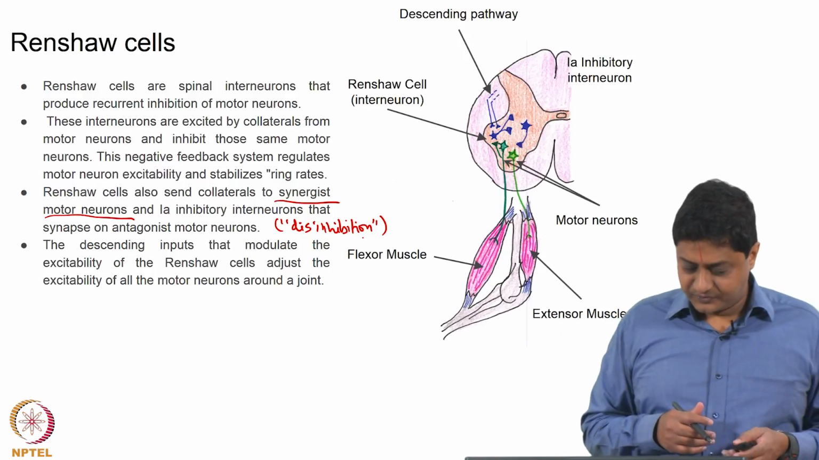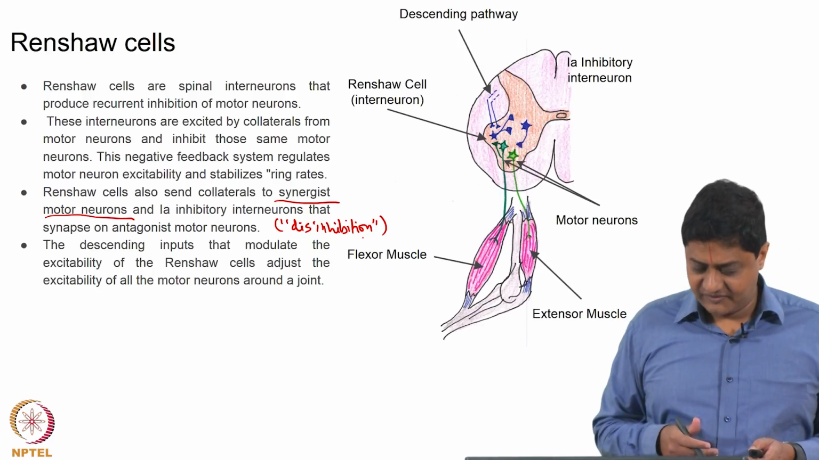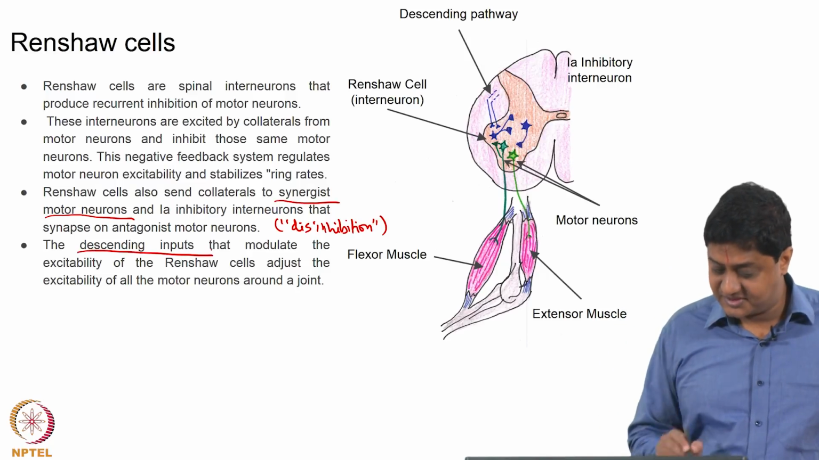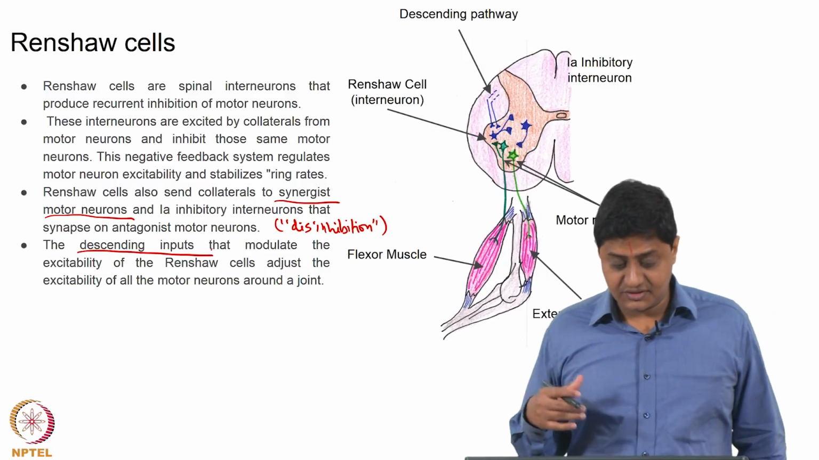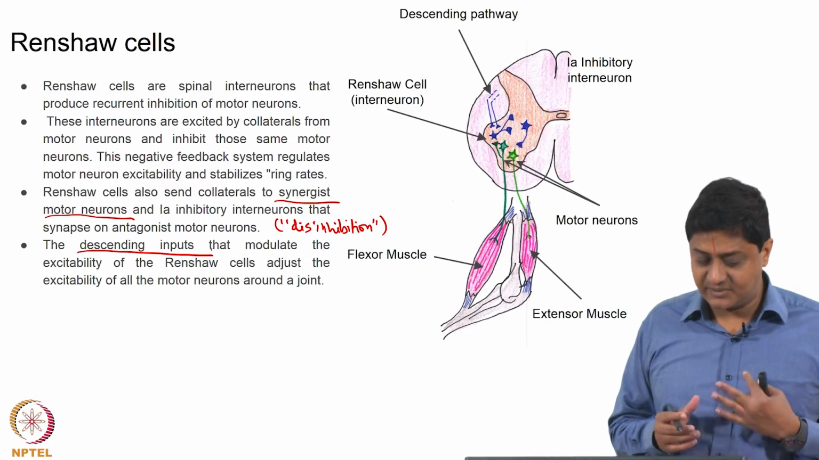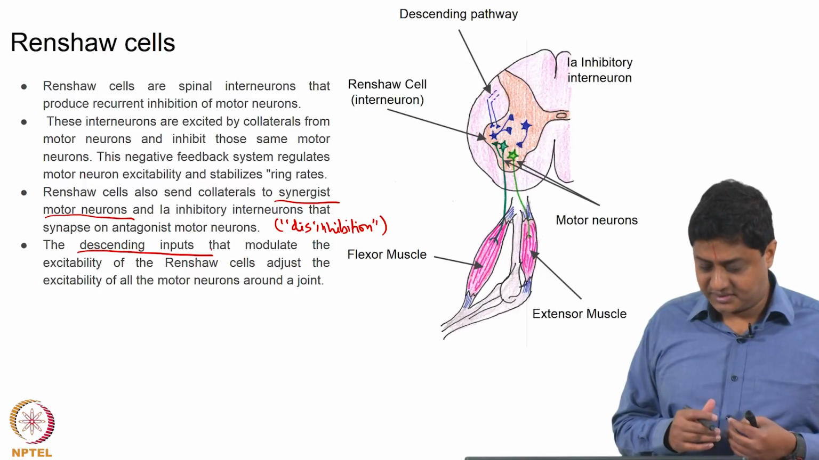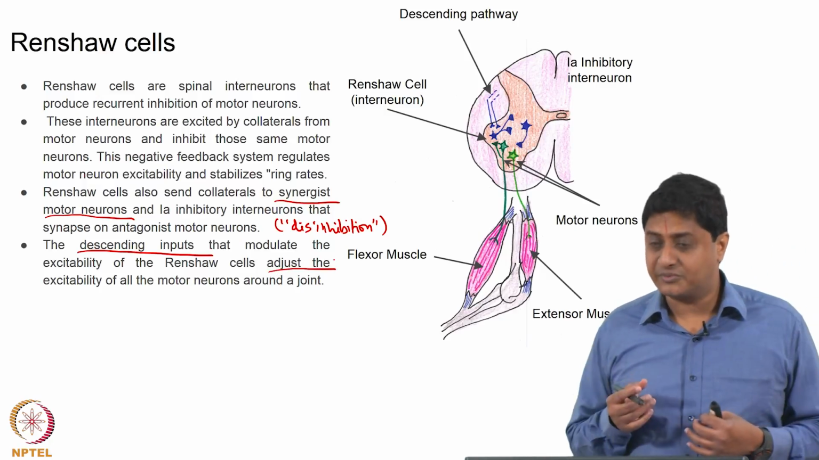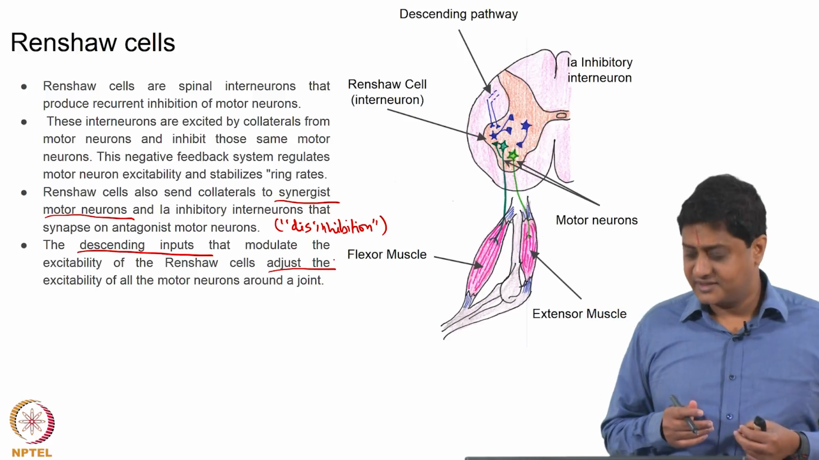Another form of negative feedback, we saw this earlier. Renshaw cells also receive inputs from the descending systems. So, their excitability is modulated. So, it is possible to adjust the excitability, the probability that the Renshaw cell will be excited.